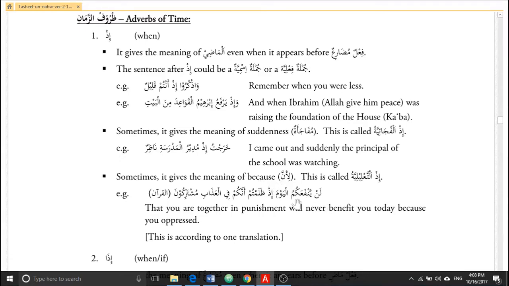لن ينفعكم اليوم إذ ظلمتم أنكم في العذاب مشتركون. So Allah subhanahu wa ta'ala is saying that you were together in punishment, it will not benefit you today because you oppressed. So here, because is إذ ظلمتم, because of your ظلم. أنكم في العذاب مشتركون, you will be together in the punishment.